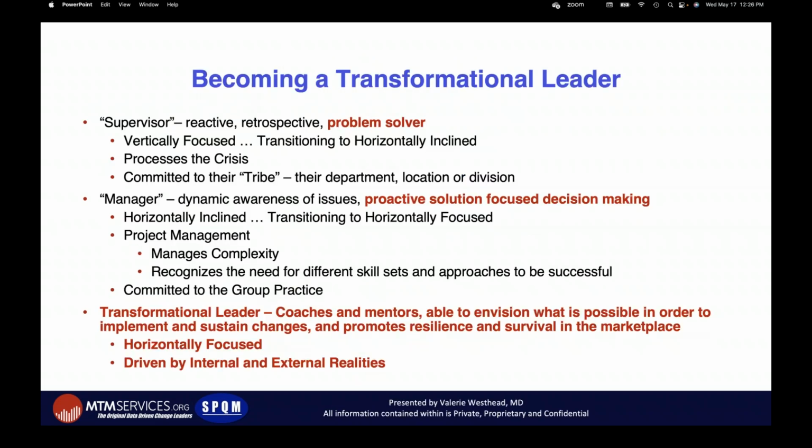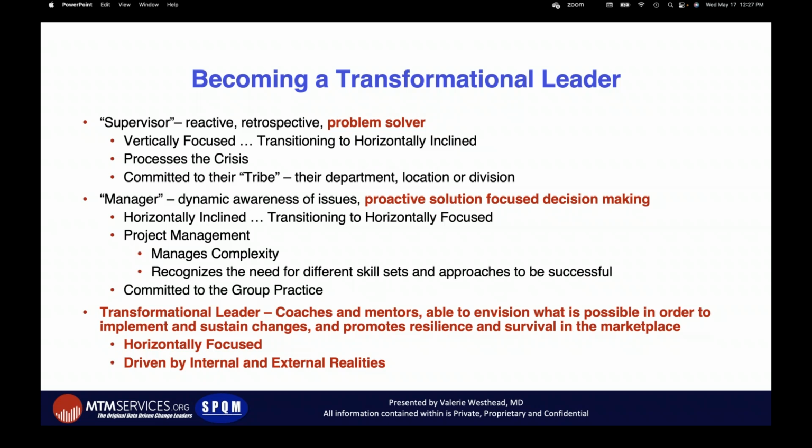So becoming a transformational leader usually goes through a few steps. Medical directors have generally already had the experience of doing some supervising. Through medical training, whether it's nursing, PA, or medical school, we've had the experience of supervising younger, less experienced individuals than us. As a supervisor, we're a problem solver. We are reacting to what's going on. We are thinking about where things have been, and we're focusing on what the organization needs, what is needed to solve this problem, and that's what I'm going to focus on.